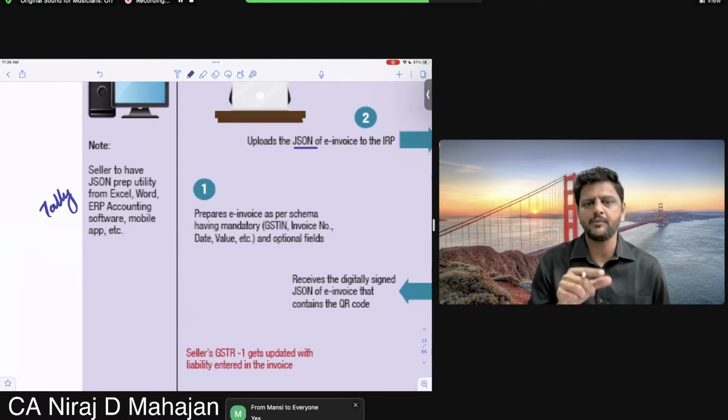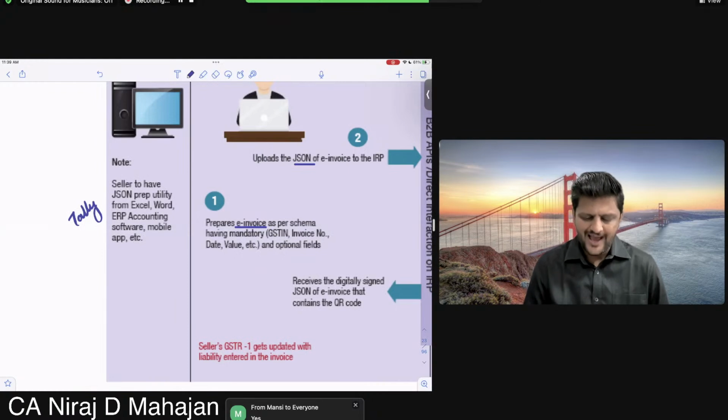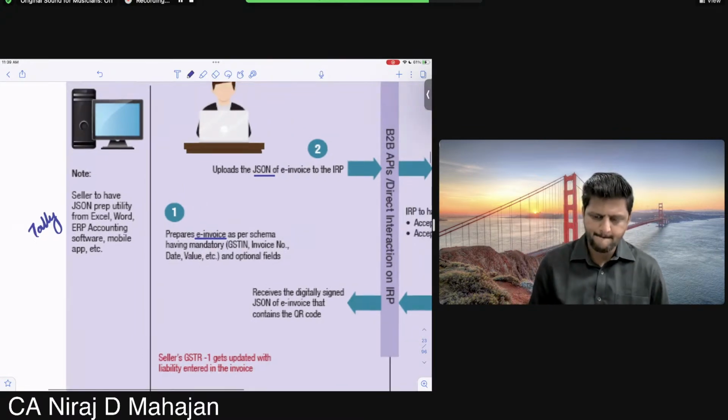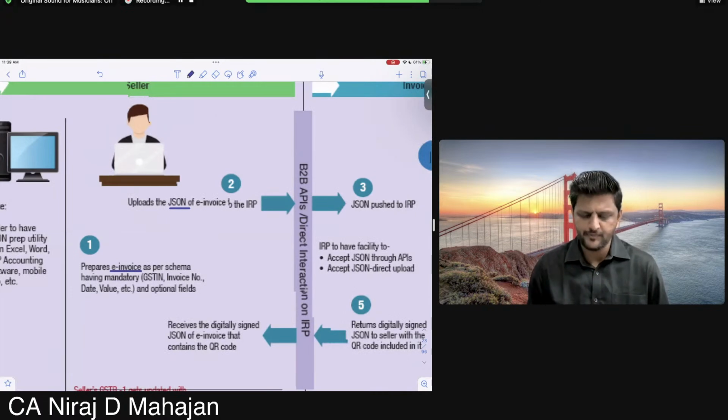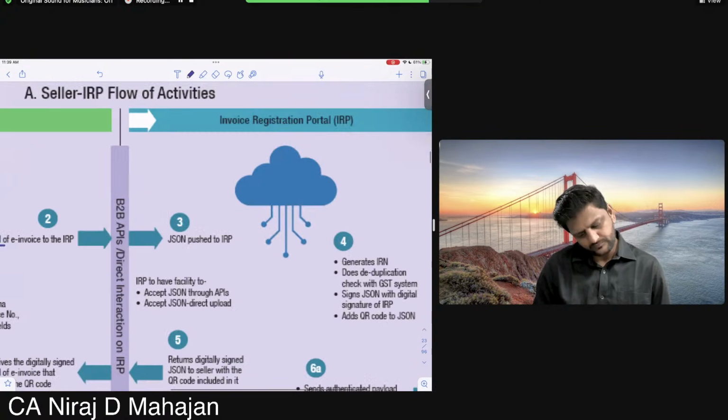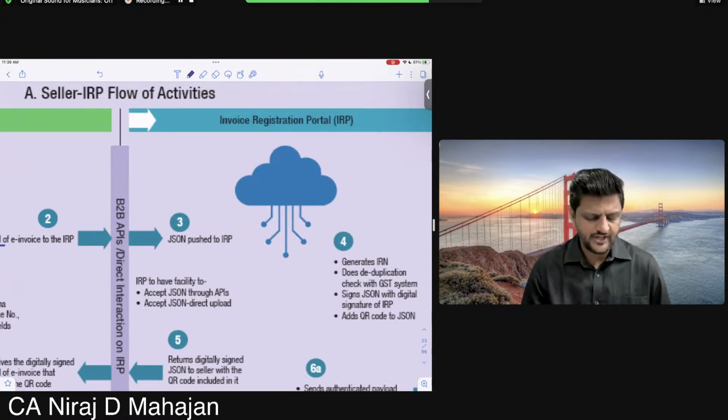As per schema. Schema means again the language your software follows, having mandatorily GSTIN, invoice number, date, value, etc., and optional fields. Upload the JSON file on the IRP. Now whose work starts? IRP's work starts. So, import. The JSON file is pushed to the IRP, meaning obviously imported by the IRP.